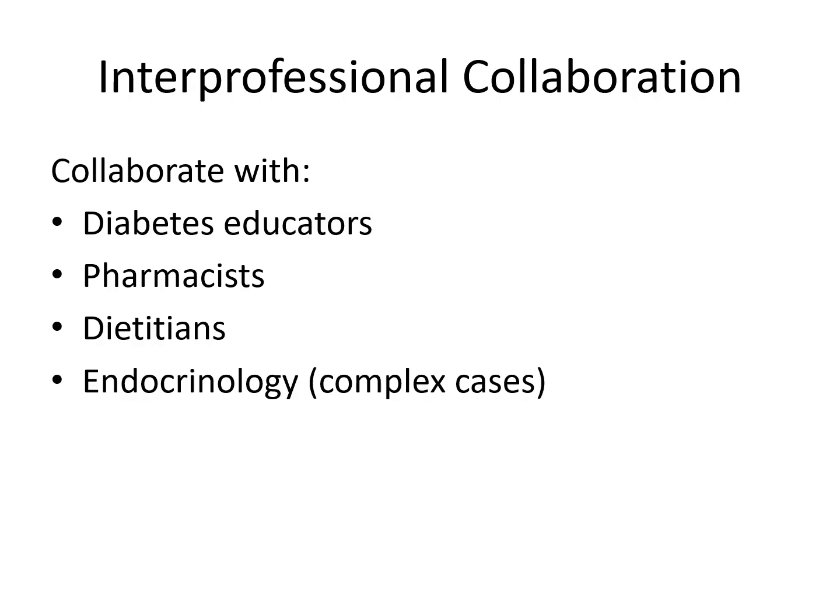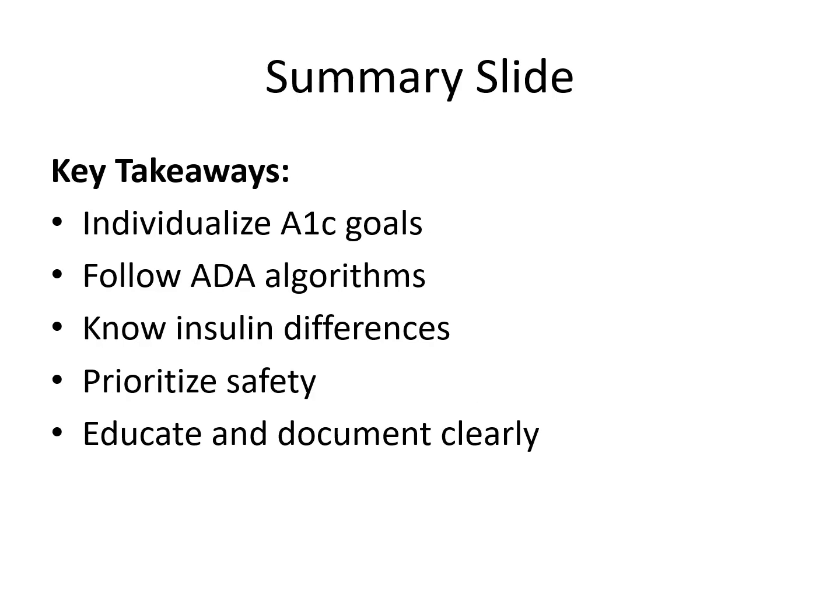So the most effective diabetes care happens when we leverage the strengths of the entire care team, of course. Good outcomes rarely are the result of one primary care provider alone. So in summary, make sure that you are individualizing your A1C goals, follow those ADA algorithms, especially based on patient comorbidities, know the differences in the insulins, prioritize safety, and as we said, lots of patient education and clear documentation.